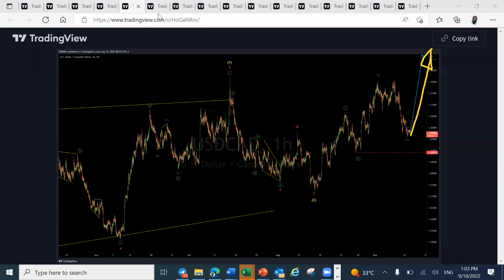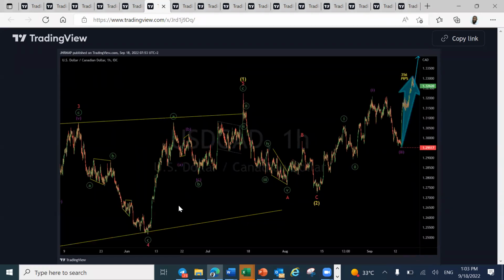Okay, so what happened after that? Indeed, we got the US dollar pushing to the upside, 356 pips, and we're still anticipating that we may still have a bit of a move to the upside. I'll show this shortly with the focus for the coming week.